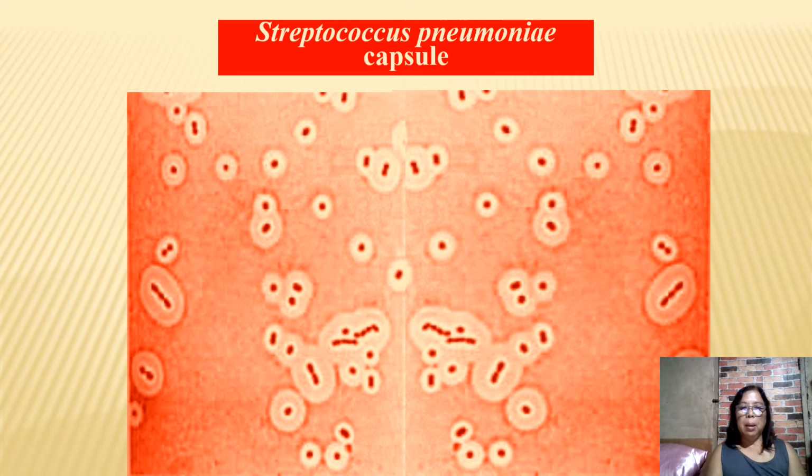And then we have here an illustration of the Streptococcus pneumoniae capsule, as you can see here. So the different red shape is defined by the capsule of the Streptococcus pneumoniae. And then you have here the slimy portion of the cell.